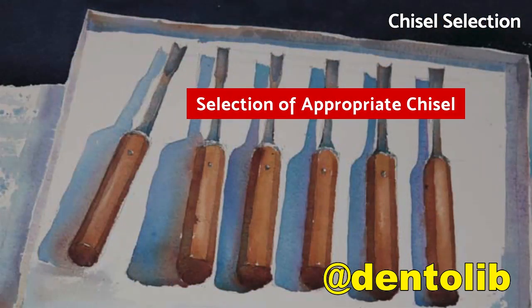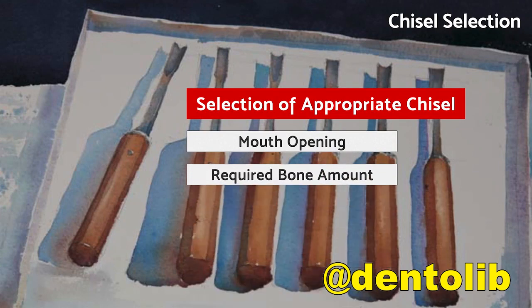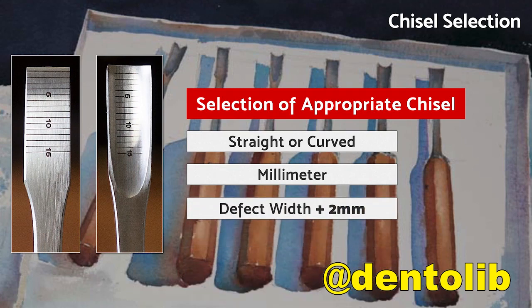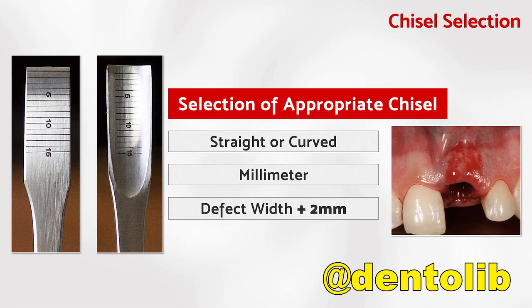And how about the chisel selection? How to select the appropriate chisel? It depends on the mouth opening, and second, the required amount of bone. And remember that these chisels are straight or curved, and all of them are marked in millimeters. This is the rule that we use to select the right chisel. We always add 2 millimeters in width.